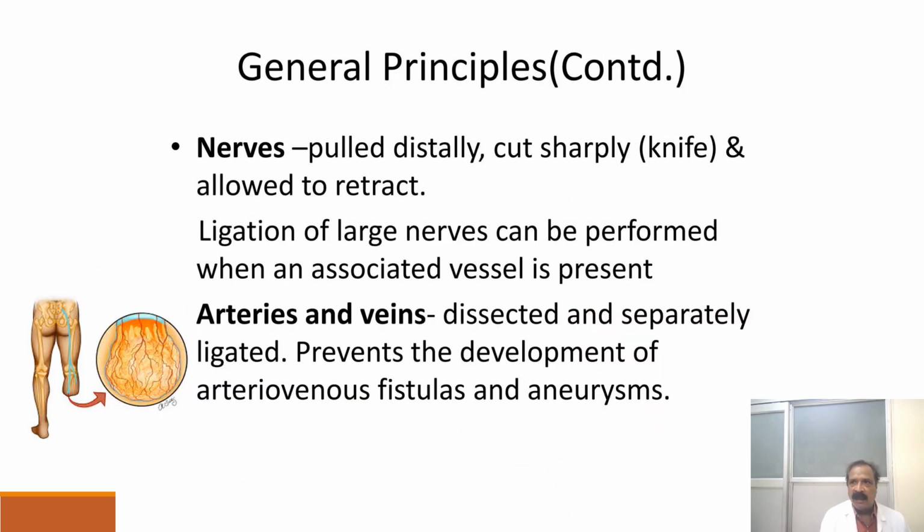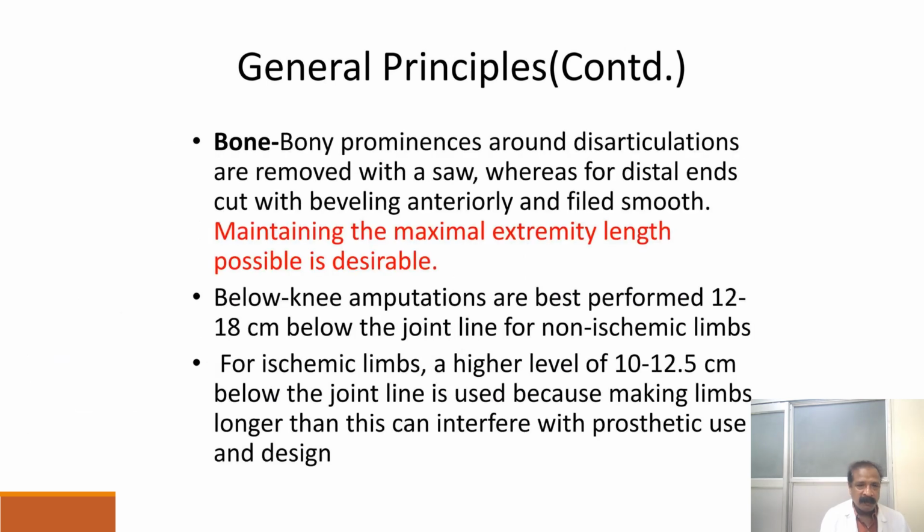Should be pulled distally and cut. Otherwise, there will be neuroma formation. Again, the stump will be painful when the person uses the prosthesis. Arterial veins should be ligated properly in two levels. Otherwise, it may slip and may cause bleeding post-op.